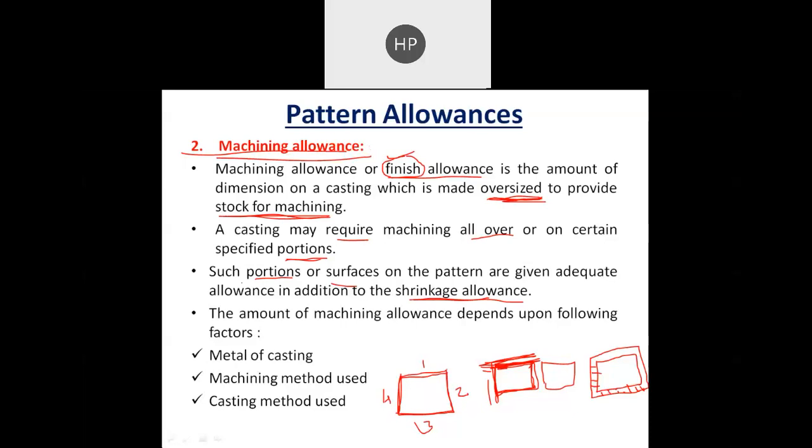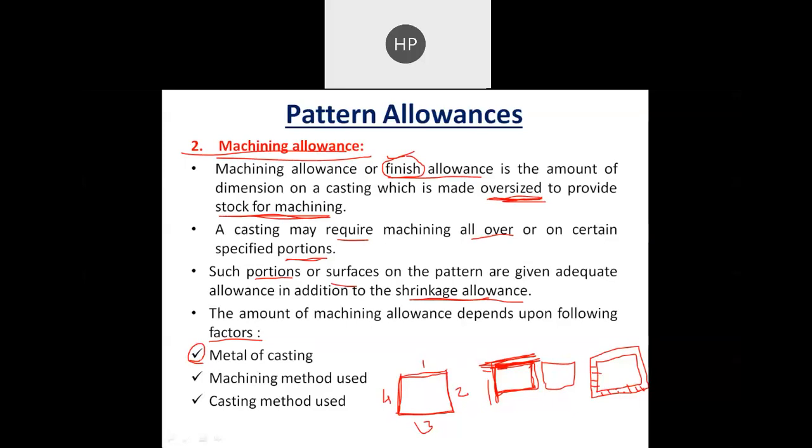The amount of machining allowance depends upon the following factors. Okay, so first, metal of casting. Which material we are using for the casting, because the machining property also depends upon the type of material we use.